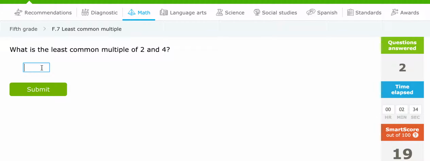What is the least common multiple of 2 and 4? Well, 2 says that you have to have at least one 2, and 4 says that you have to have at least two 2's, so 4 will work, because 4 is going to be divisible by 4, and 4 is also going to be divisible by 2.